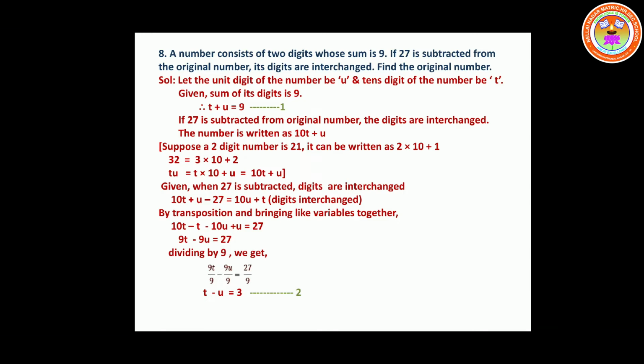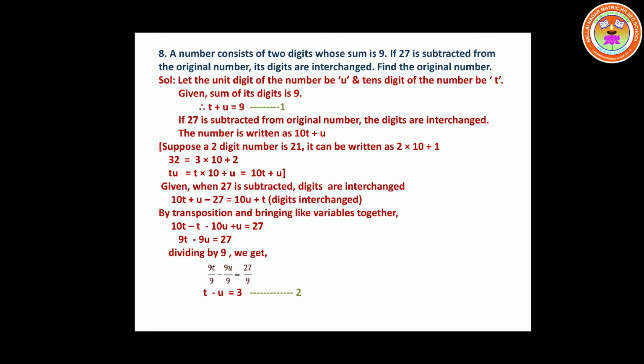Second statement says that if 27 is subtracted from the original number, the digits are interchanged. So if I am going to subtract 27 from the original number, the digits are interchanged. Now, how am I writing this number? This number is written as 10t plus u.